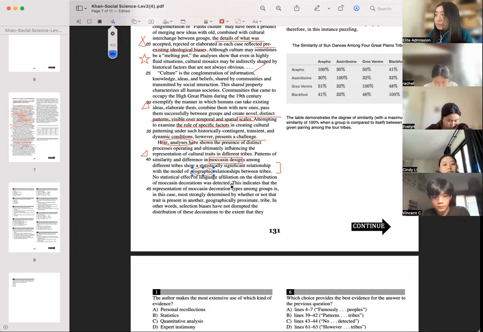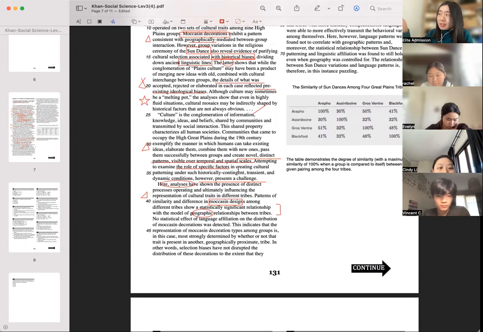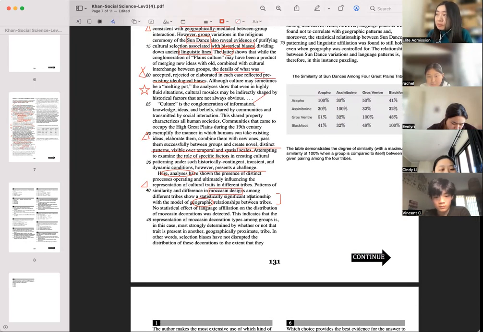Geographic, right? And moccasin design. They are the elements. So what does that mean? They have a relationship. And refer back to something that is mentioned here. Pattern consistent with geographic between group interaction, right? That's a final finding. We know that. That means what? Okay, yep, I get it.